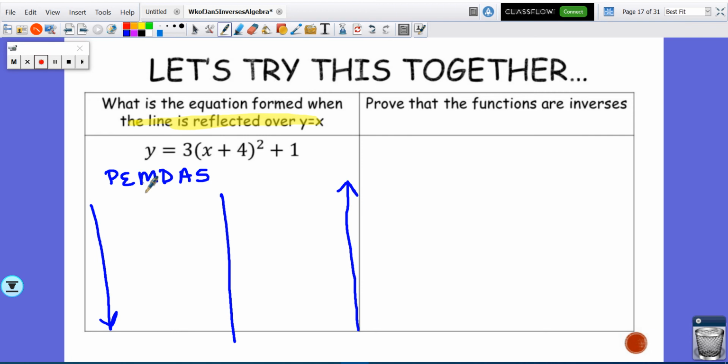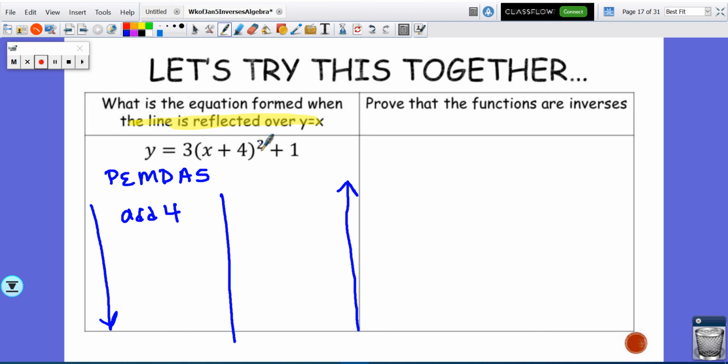So we go through Please Excuse My Dear Aunt Sally for the parentheses. Are there parentheses inside of the parentheses? No. Is there an exponent inside the parentheses? No. Is there multiplying or dividing inside parentheses? No. But there is an adding and subtracting inside the parentheses. So we're going to say add 4. Now next, since we've done all of this for the inside of the parentheses, I'm going to go to the next part of the question now.